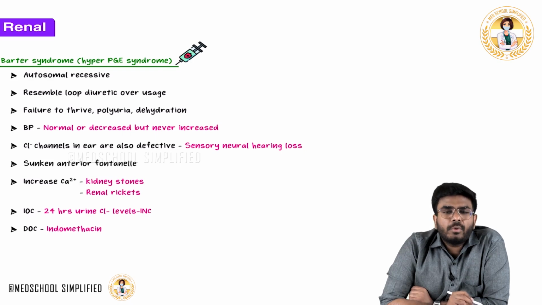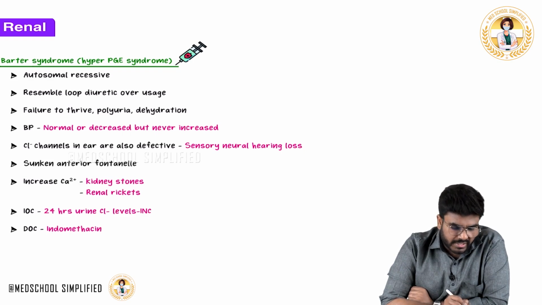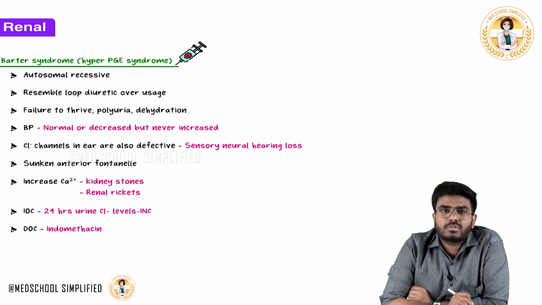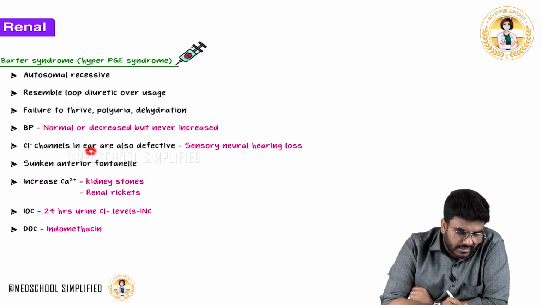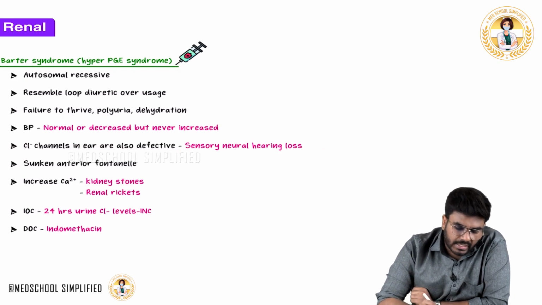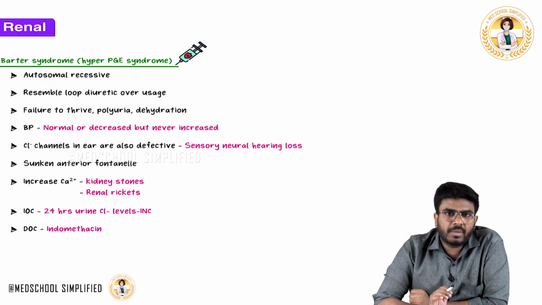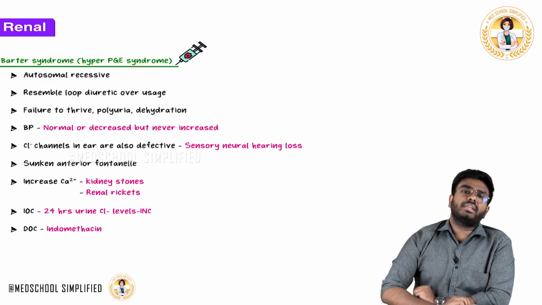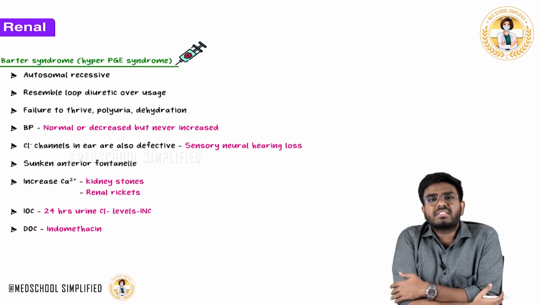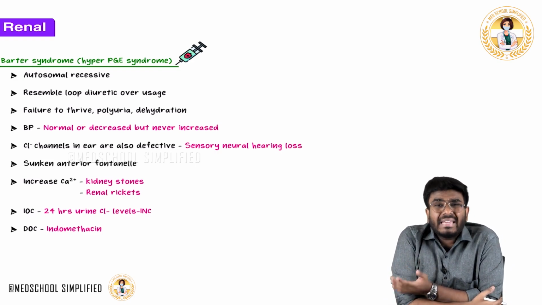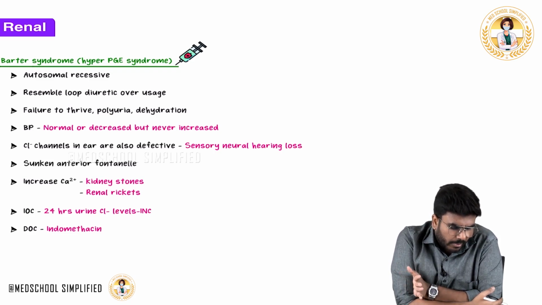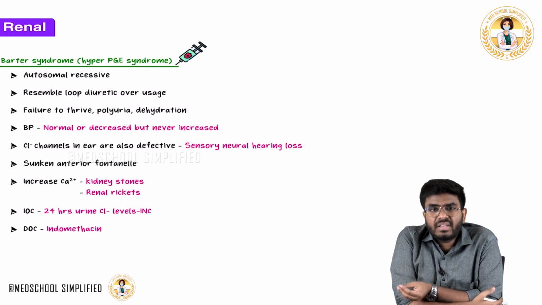Here, the sodium potassium 2-chloride channels on the ascending limb of loop of Henle are mutated and defective. Not only that, the chloride channels in the ear are also defective in this condition, and that will cause sensory neural hearing loss. So this baby, this neonate with Bartter syndrome, is going to have sensory neural hearing loss, along with dehydration, polyuria, and failure to thrive. BP is decreased or normal.